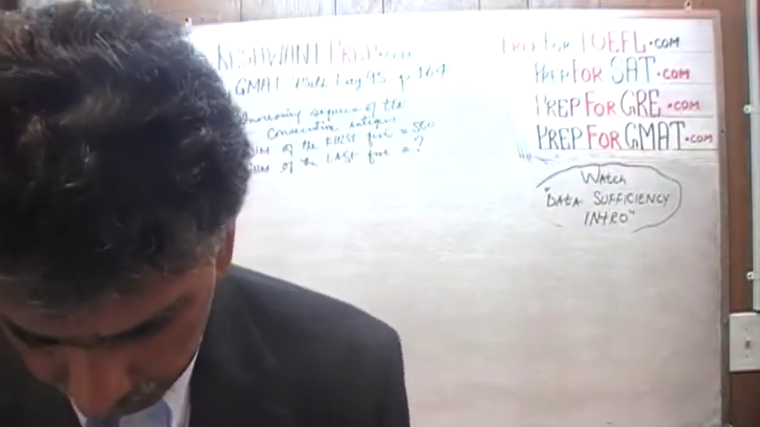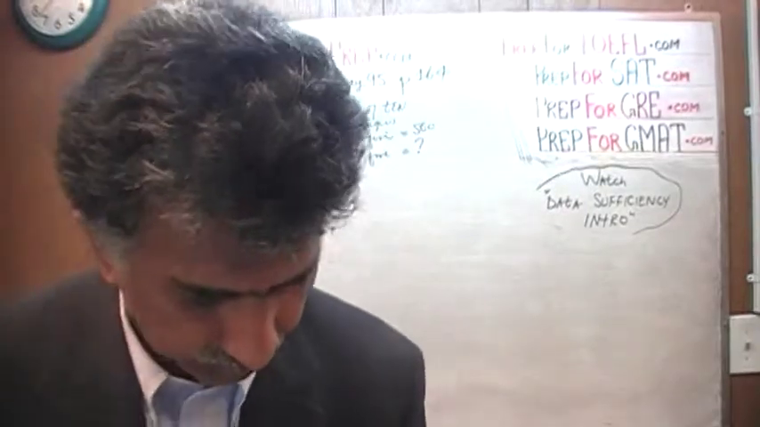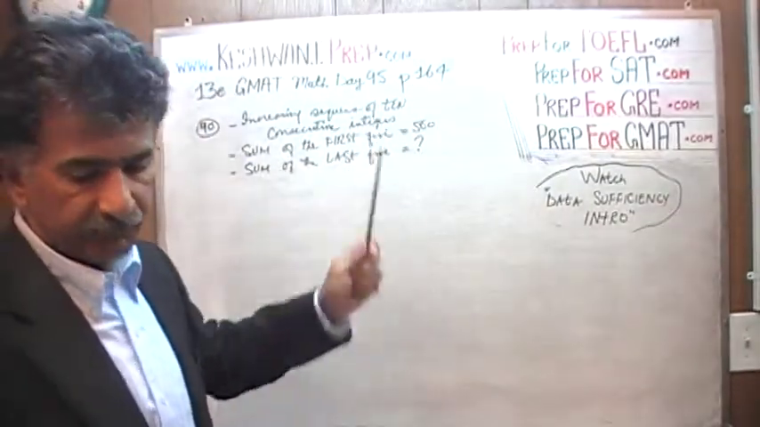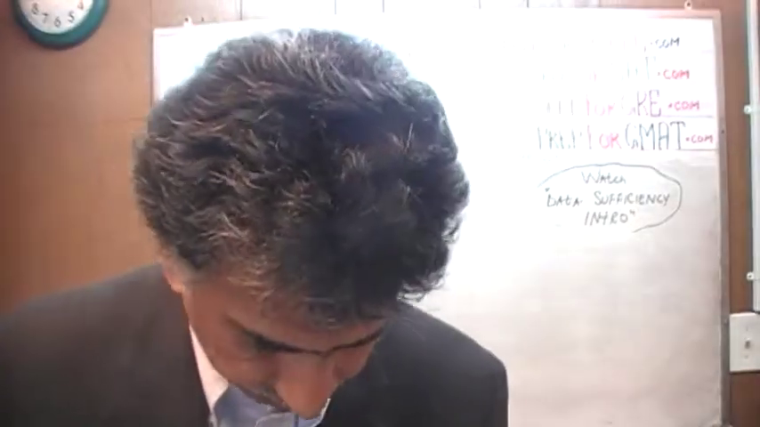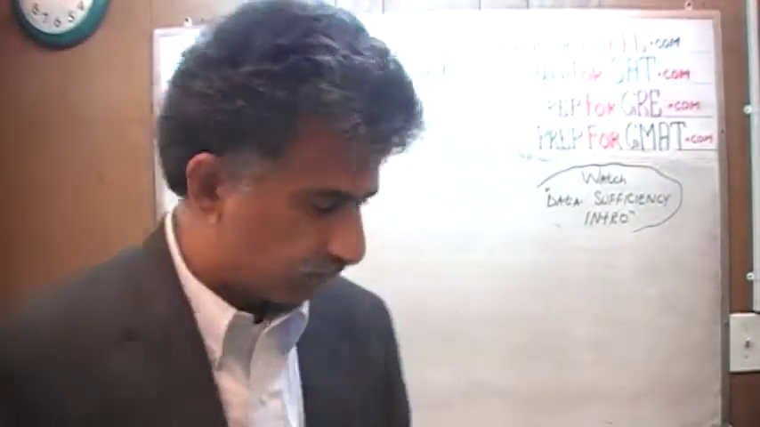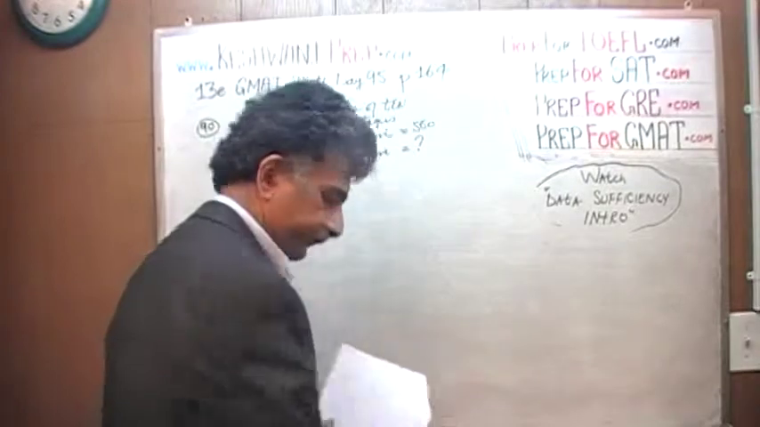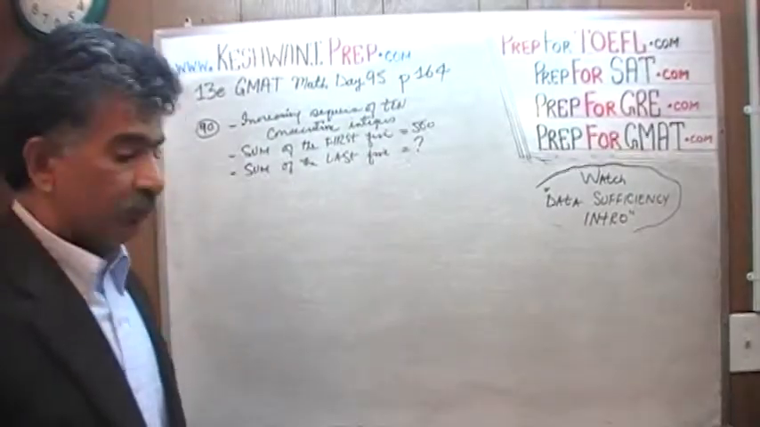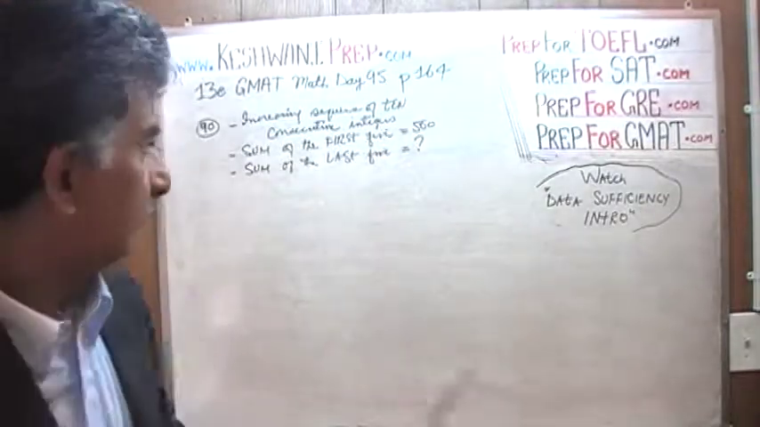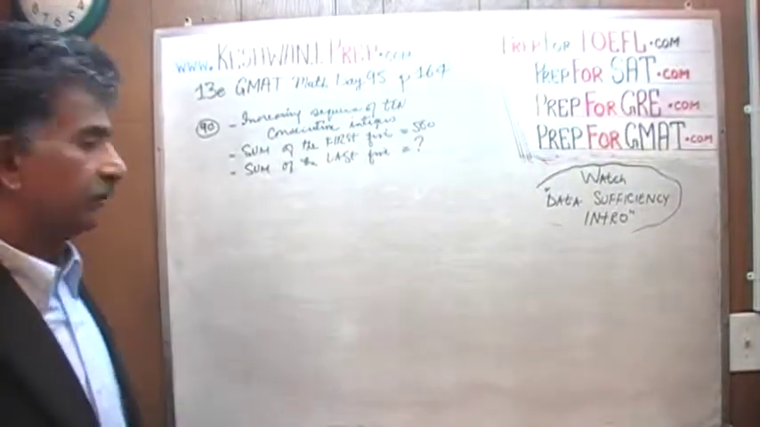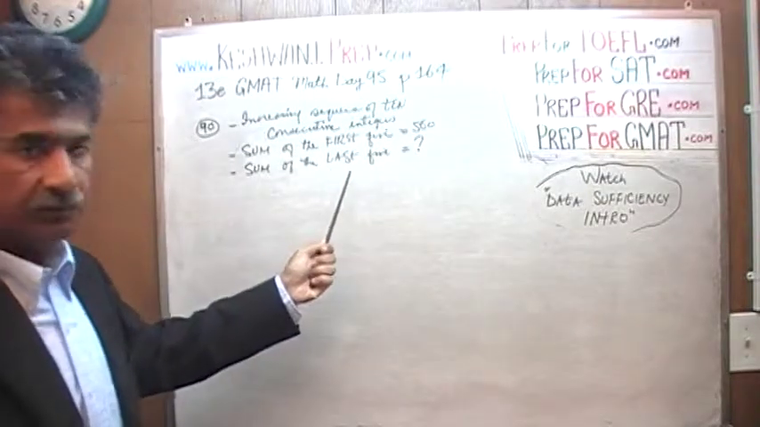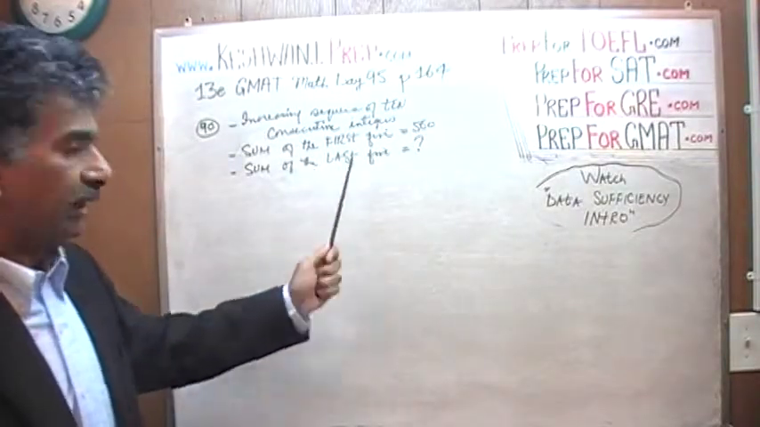The problem that we are about to solve is the one that you will find on page number 164, and today is our lesson number 95. Please turn to page 164, the very last problem on the page, problem number 90. It says that we have an increasing sequence of 10 consecutive integers. We are told that the sum of the first 5 is 560. The question simply is, what's the sum of the last 5?